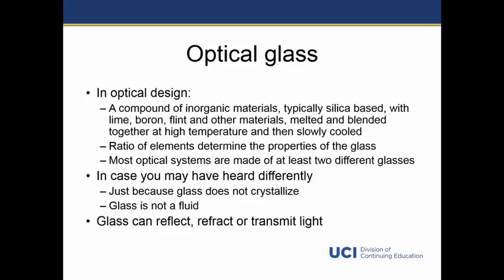So despite what you might have heard, no, the church windows in medieval cathedrals are not thicker at the base because the glass has flowed over the centuries. It's simply a result of the manufacturing processes available at that time. And of course, optically, the important property of glass is that it can reflect, refract, or transmit light.